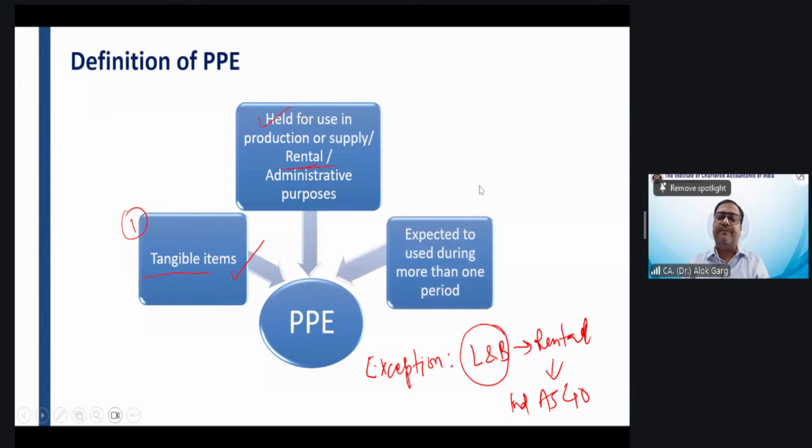The third aspect, of course, is it is expected to be used during more than one period, which means more than 1 year generally. So what is PP&E? PP&E is a tangible item which is held for use in production or supply of goods and services or for rental purposes or for administrative purposes and is expected to be used during more than 1 year. Sai Kiran, let me know if you have any question now. Otherwise, I'll move to the next topic. Any question?